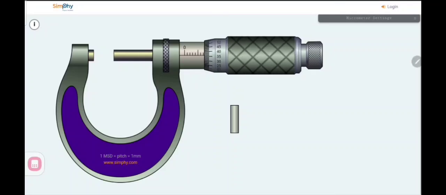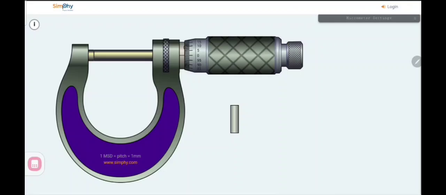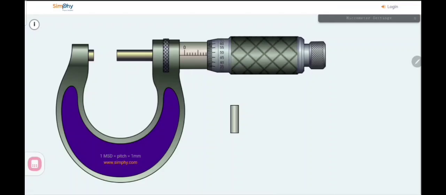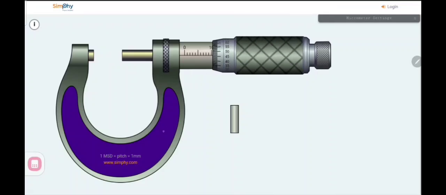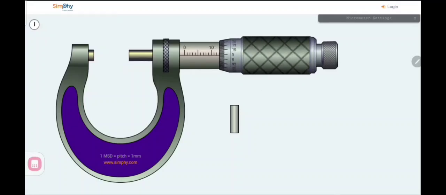See, if you look at the Screwgauge, understand the main parts of the Screwgauge. This movable part is called screw, and this frame usually acts as a nut. So essentially, a Screwgauge is nothing but screw and nut arrangement. Now a Screwgauge consists of two scales.